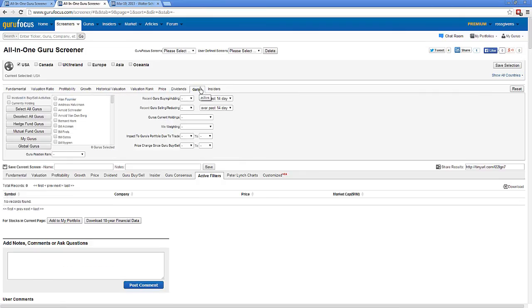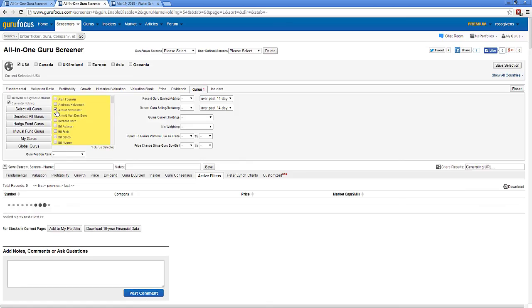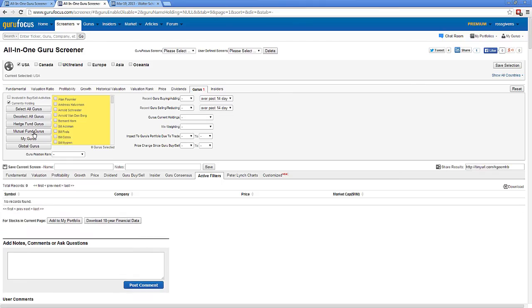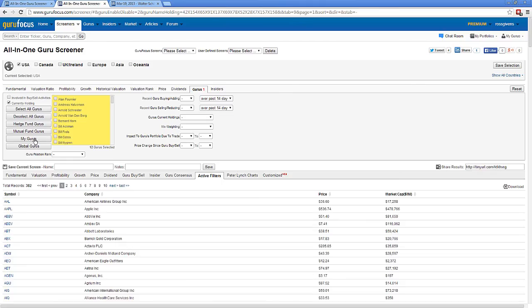So the Gurus tab allows you, if you've got some money managers that you want to follow and see what they've been doing, to find stocks that have been bought, sold, or held by these guys and women over however much time. If you've got a handful of gurus you want to watch, you can select them through this list, which could take a while. If you've got a saved list of gurus, you just click My Gurus and it automatically saves those. And you can scan for buying and selling action.